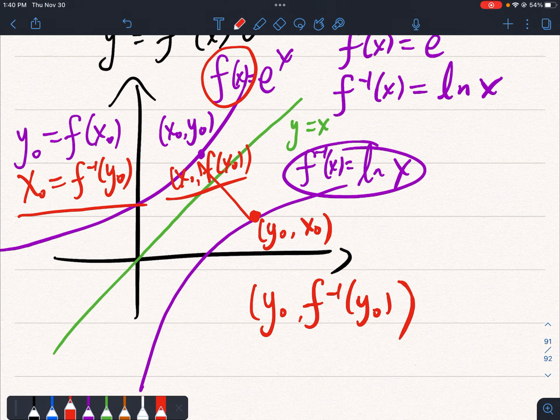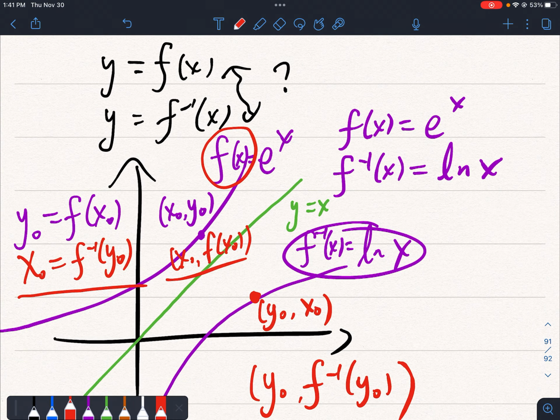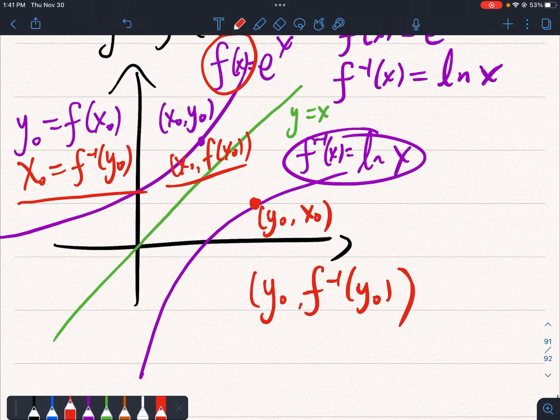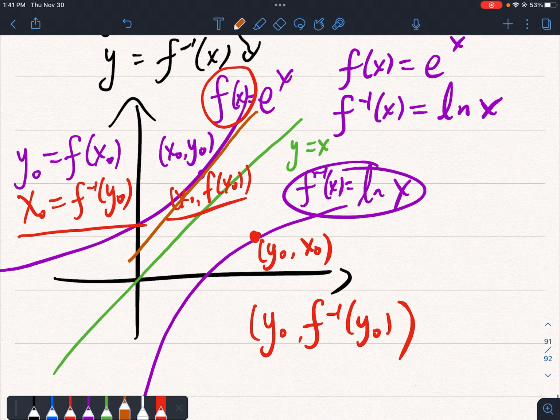Also because it's symmetric, right? Because the inverse of inverse is itself. So if you mapped from here to there, then again, it's also symmetric. Which means the graph of the function and its inverse function has to be symmetric along this line. So now we might be interested in what if the function f is differentiable?